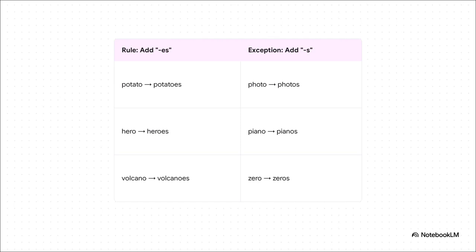Now, words that end in O are a little bit mischievous. The general rule is to add ES, just like with potatoes or heroes. But then you get these rebels over here, like photos and pianos. What's the deal? Well, a lot of the time, these exceptions are words that English borrowed from another language, or they're shortened words, like photo, which is short for photograph.